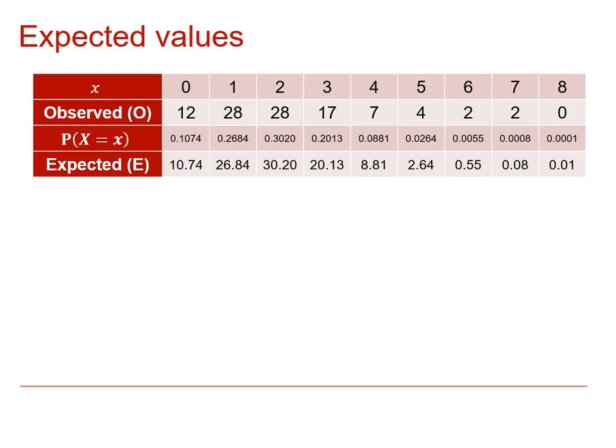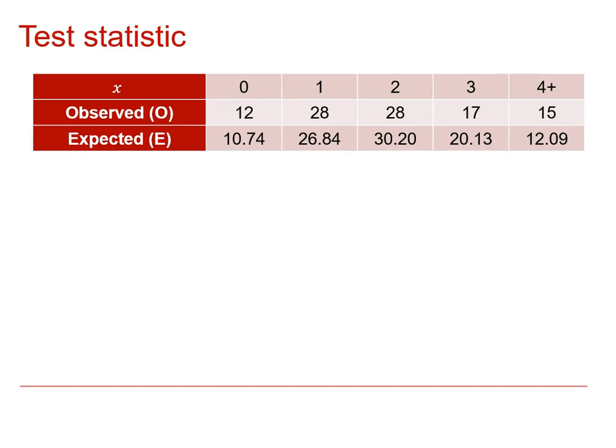So we need to check that E is greater than 5. As we can see, there's several values here that don't fit. Will a 5 plus category work? Well, if we add all these up together, we're still only going to get 3.28. So a 5 plus category still won't work. So we're going to need a 4 plus category to make sure all of the expected values are above 5. So we add up the observed and the expected values and put them in a new table.